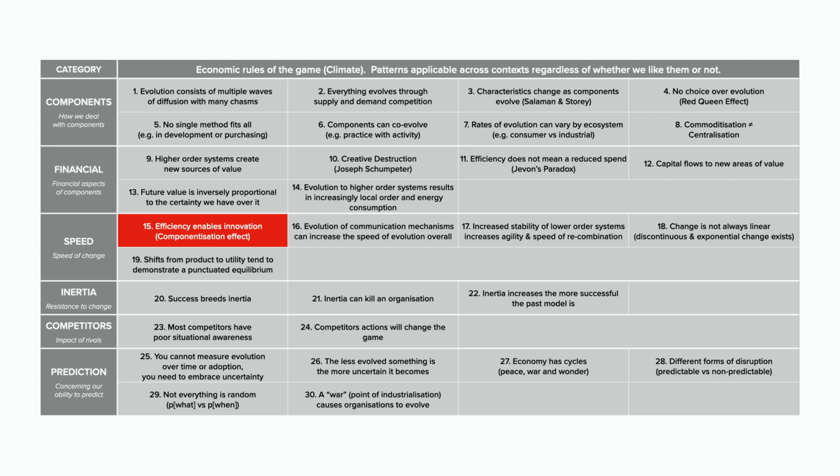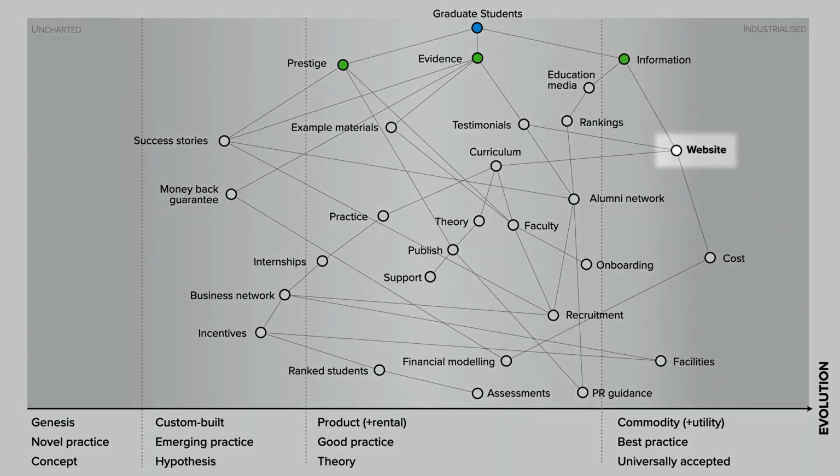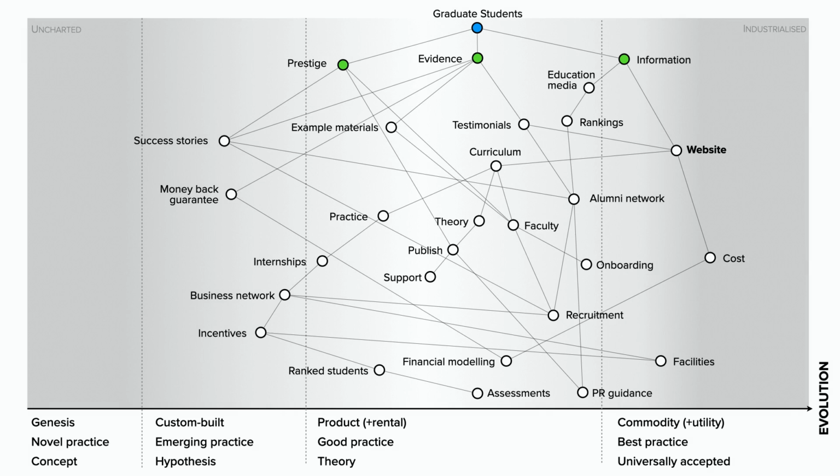Let's start with speed. It's important to be aware that efficiency enables innovation. To illustrate this, let's look at websites on our map, a component we've identified as being industrialized. Industrialized means that we think our market sees websites as being stable, standardized, and obvious components that are well-known, well-defined, and an expected cost of doing business. And this widespread certainty means that market demand for websites has increased. Everybody needs one. Therefore, supply has risen up to meet it.